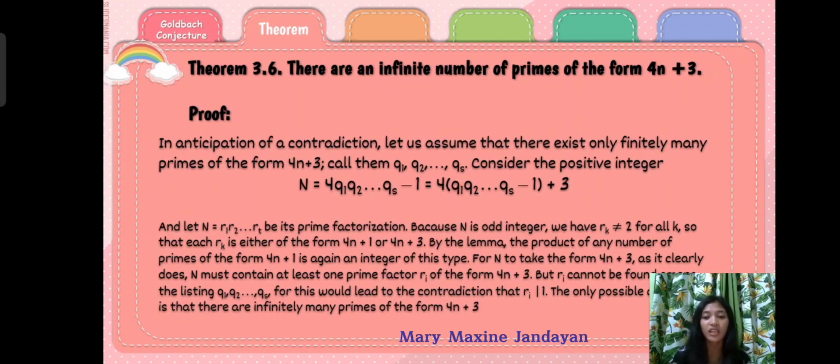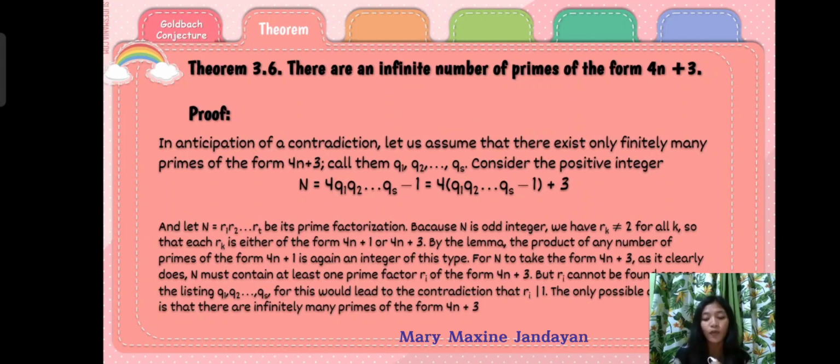Consider the positive integer n equal to 4 times q sub 1 times q sub 2 up to q sub s, minus 1, which is equal to 4 times the quantity q sub 1 q sub 2 up to q sub s, plus 3. Notice that n is odd, so its prime factorization is made exclusively of odd numbers, and 2 is not part of it. Its prime factorization is made up of primes of the form 4n plus 1 and 4n plus 3. Now, we claim that at least one of these primes is of the form 4n plus 3.